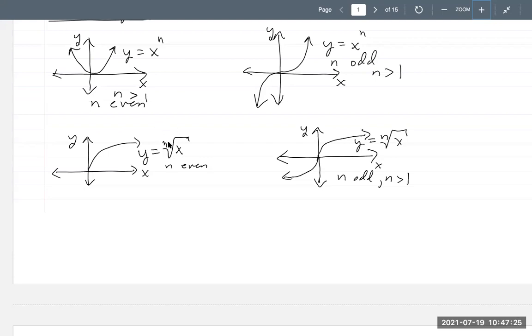The graph of y equaling the nth root of x, where n here is some odd natural number greater than 1, looks again the same as this, but I flipped it with respect to the x and y axis. So I've just taken this and flipped it over and then flipped it over on this side. So this now looks like this. And this guy here looks like this. So it looks like this, but I've sort of interchanged the x and y axis.